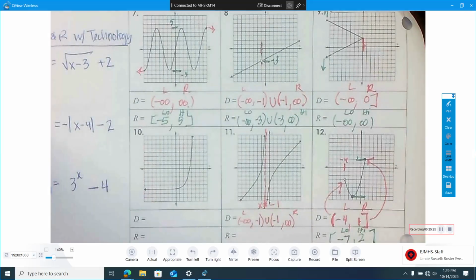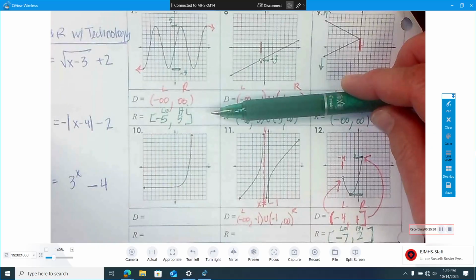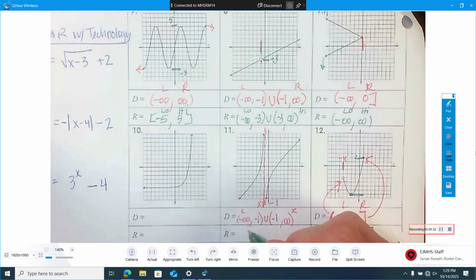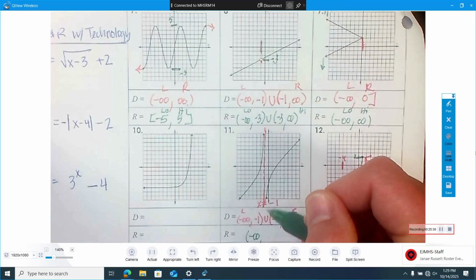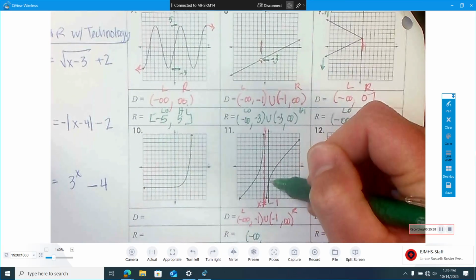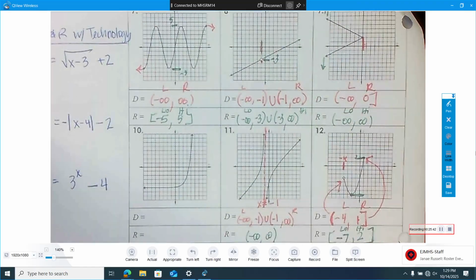For range, how low does it go and how high does our graph go? Negative infinity. You can see our graph in multiple places is going down, down, down. And then how high does it go? Forever, to positive infinity.